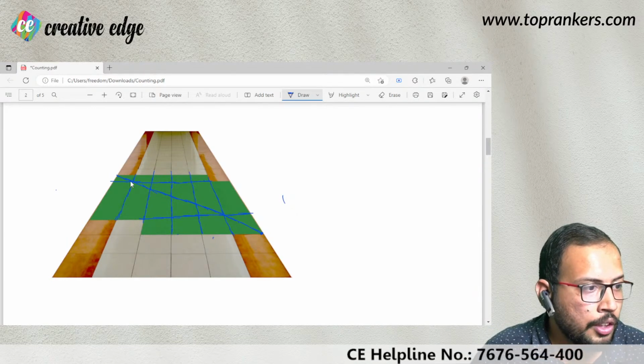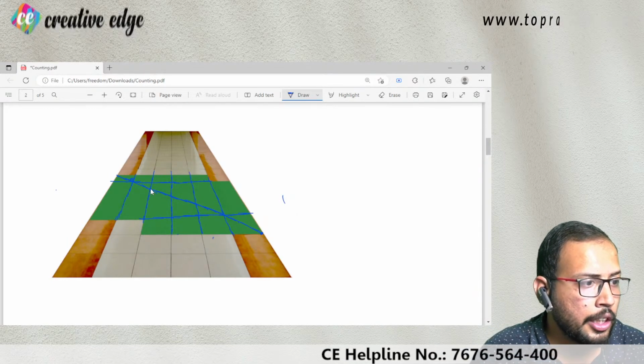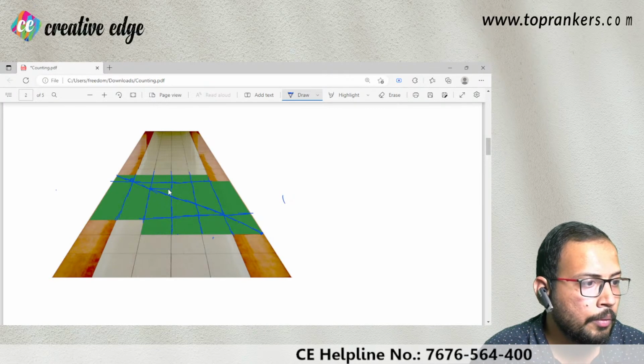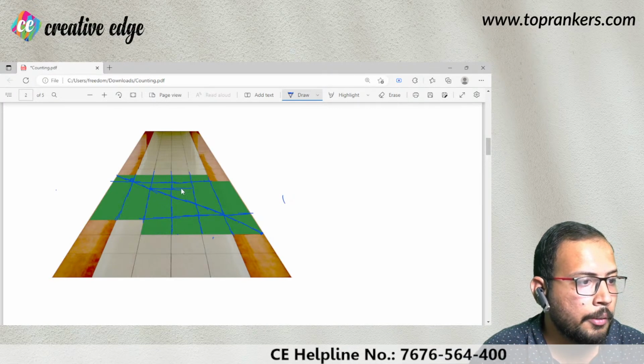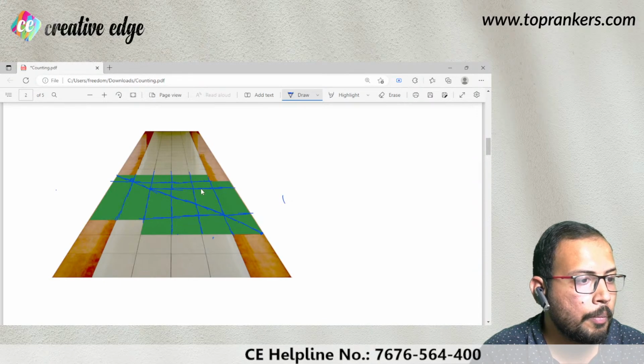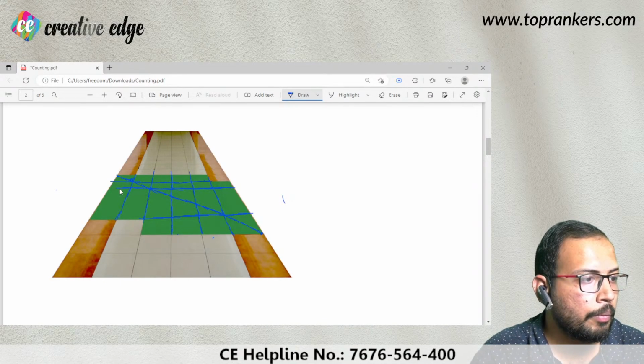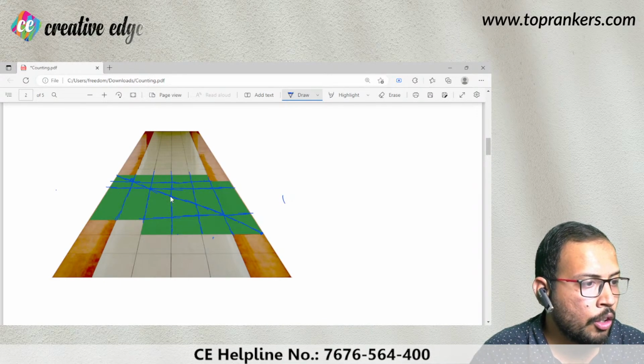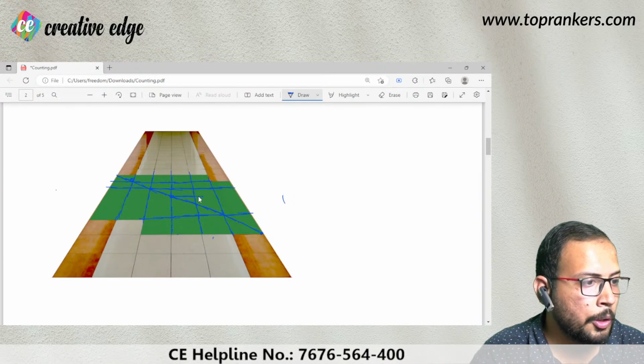This is going to be the first intersection point. This is going to be the second. So let us draw the second line here. Then let us draw the third line along this intersection line. This is going to be my third line.